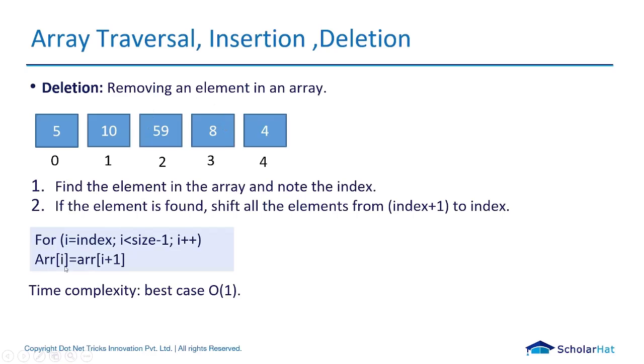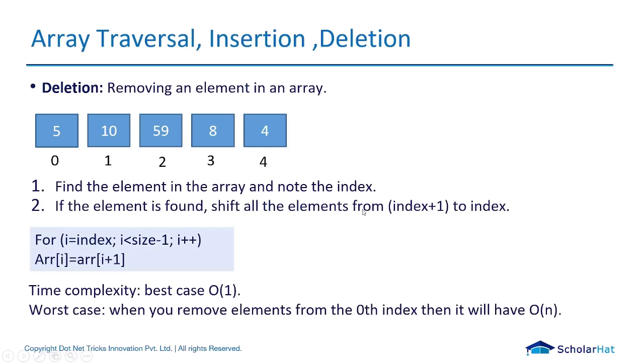So this is what it is saying by this line. 8 will be assigned to 59, 4 will be assigned to 8, right? So 8 will be shifting here, 4 will be coming here, the last index will be empty, and 59 will vanish. This is what deletion in an array means. So we're going to see these things in VS Code.